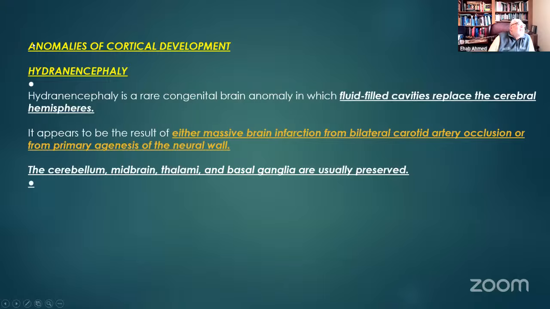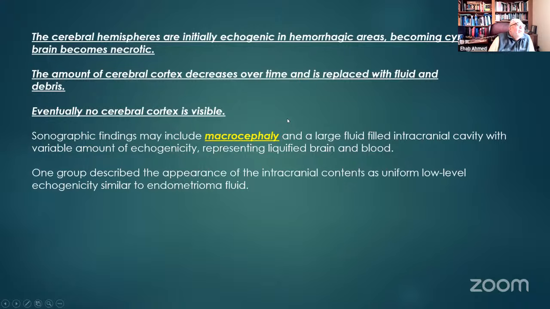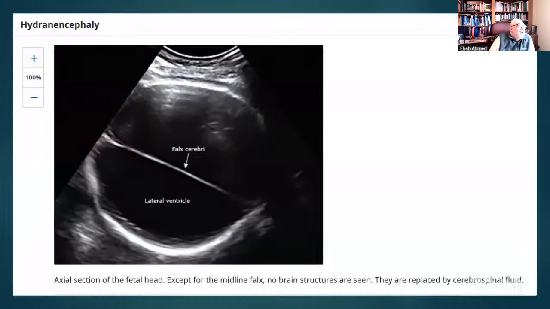So we have anomalies of the cortex development, hydranencephaly, and we talked about hydranencephaly, and it has no treatment, and the prognosis is horrible. This baby will develop macrocephaly at some point because, as we mentioned, the head circumference was relatively high compared to the size of the baby. This is how we can see the hydranencephaly in the ultrasound.